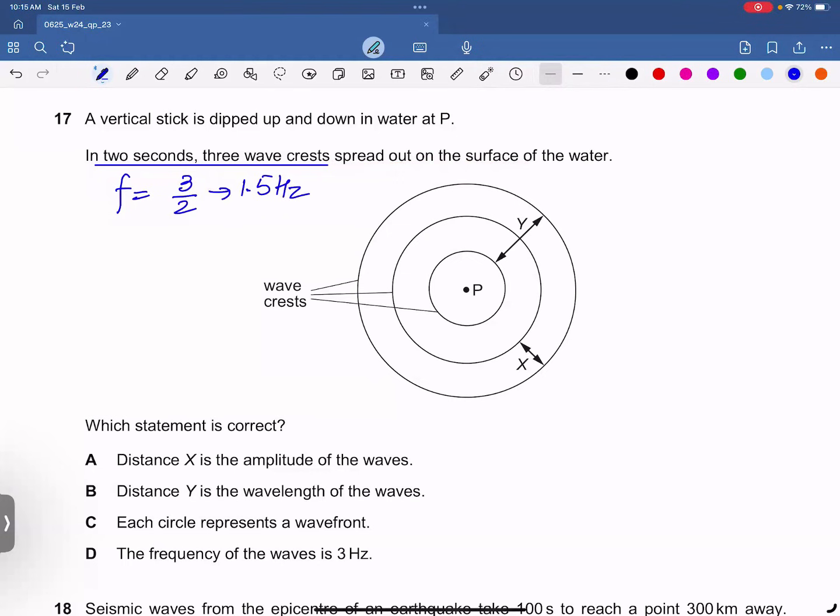Anyhow, which statement is correct? The distance x is the amplitude? No, distance x is not the amplitude. Distance x is the wavelength between 2 wave crests. Distance y is the wavelength? No, distance y is not the wavelength. Actually, it is double the wavelength. Each circle is a wavefront? Yes, each circle is a wavefront. The frequency is 3? No, frequency is not 3. It is 1.5 hertz. So the right option is C. Proceed to question number 18.